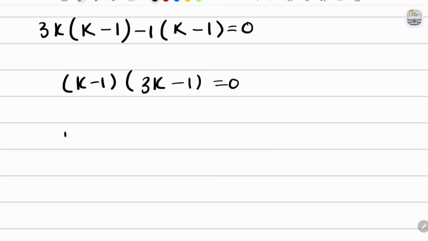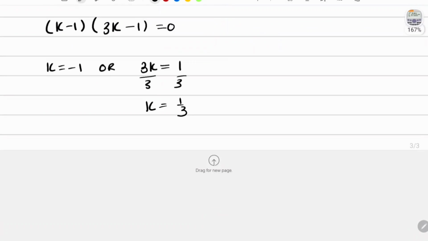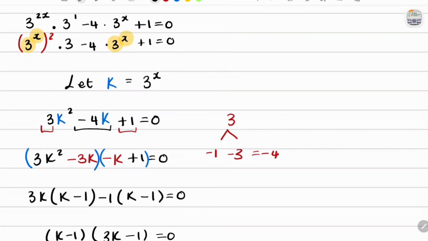We have either k is equal to negative 1, or you can say 3k minus 1 is equal to 0, but you're just going to take that 1 over. So it's really just 3k is equal to positive 1. Divide both sides by 3, and k is equal to 1 over 3. Okay, so we have our solutions for k. K is either equal to negative 1 or k is equal to positive 1 over 3. But we need to solve for x, not k. So substitute what k is back into the equation.